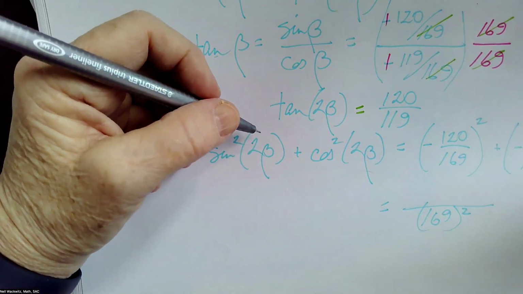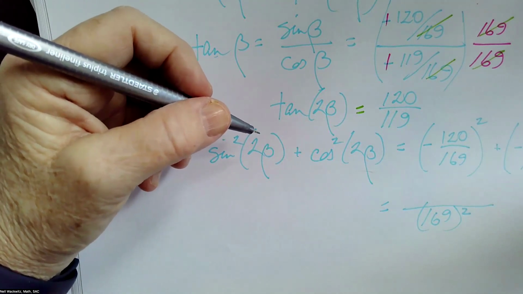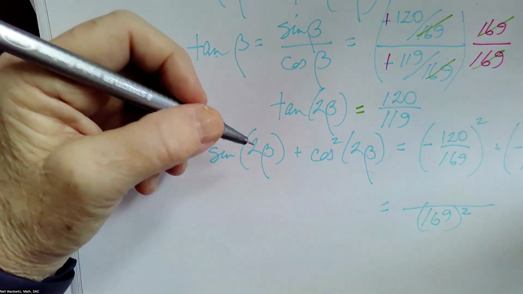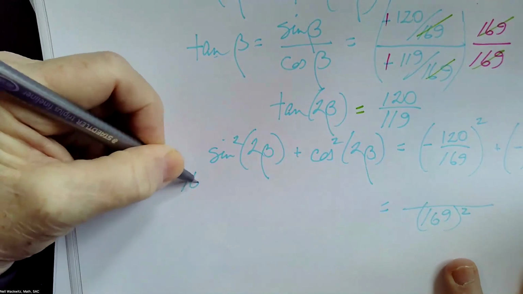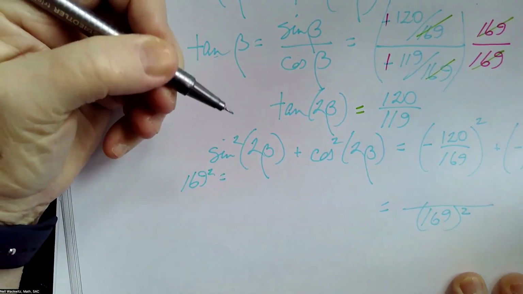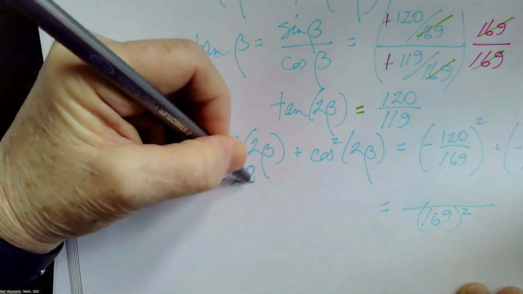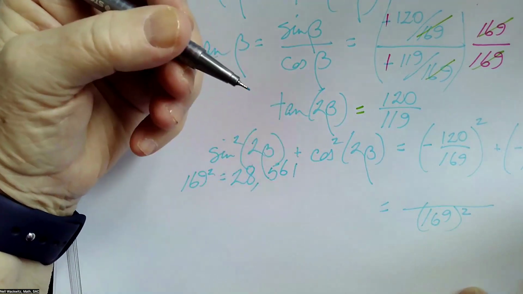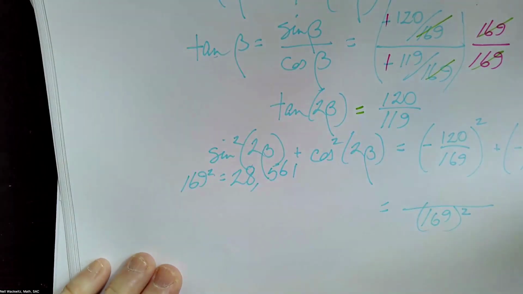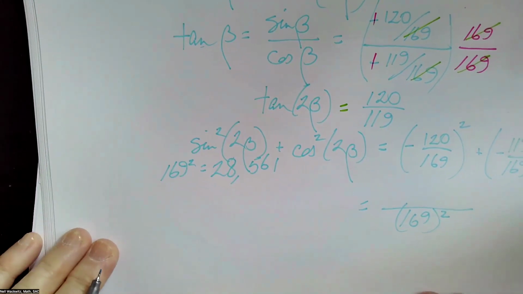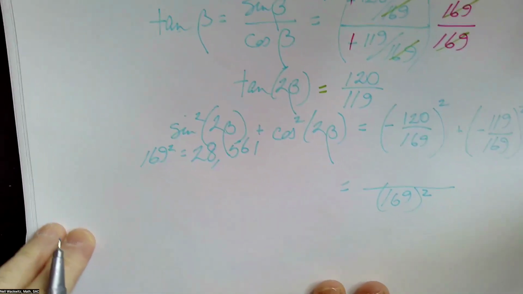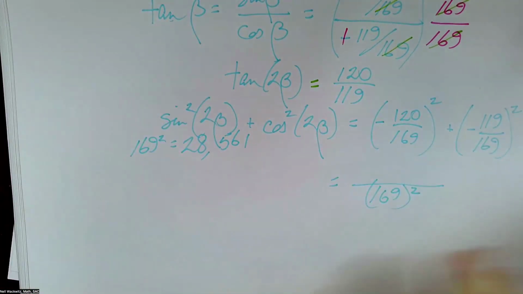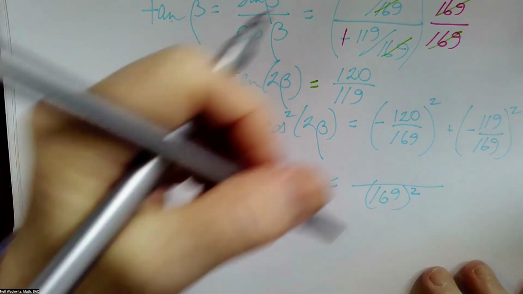169 squared is 28,561. Okay, good. So that's the numerator that we want to get. And now we've got to square 2 other big numbers. The negatives, do they go away because of the squaring?